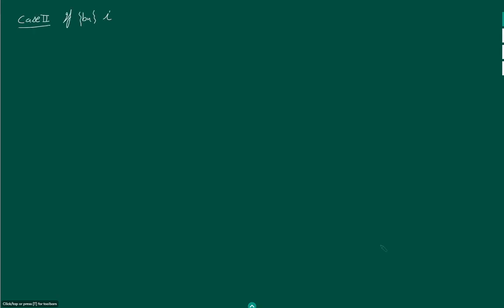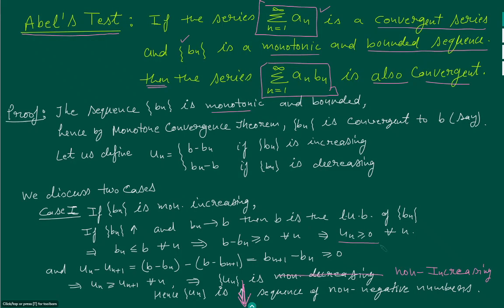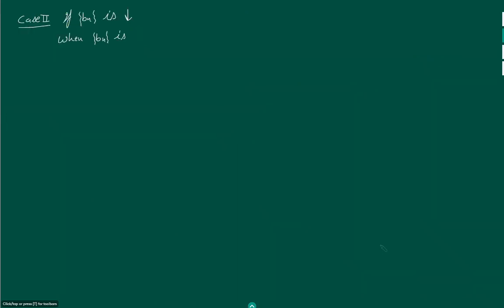Next, case 2, when Bn is decreasing. Case 1 was when Bn is monotonically increasing. The next case is when Bn is monotonically decreasing.